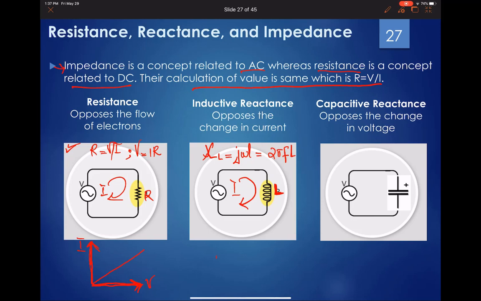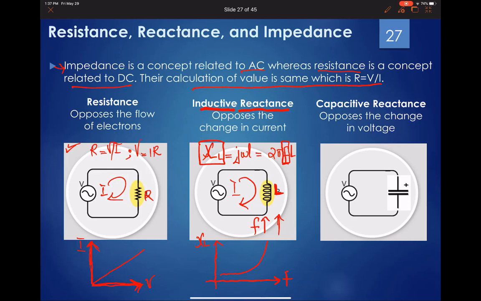Similarly, if I look at the relationship between frequency and the reactance, notice over here that if the frequency increases, the reactance is going to increase, correct? Because they are directly proportional to each other. So the relationship will be something like this, a curve like this. As the frequency increases, the inductive reactance increases. And since this reactance is offered by the inductor, it's referred to as inductive reactance.